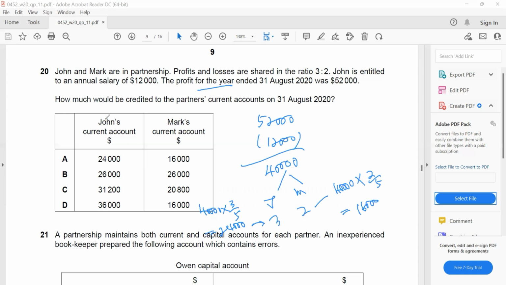Now for John's entitled salary. John will get another 12,000, so in total John is 36,000. John 36,000, Mark 16,000. So the answer should be D. Okay, move on to the next.